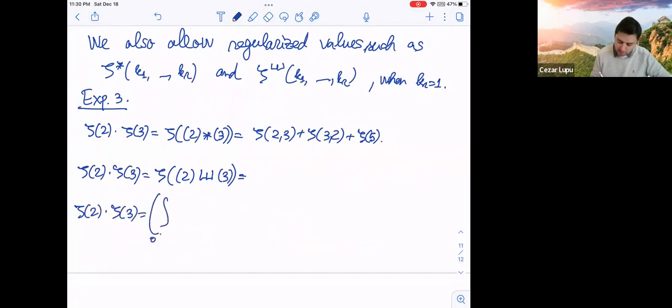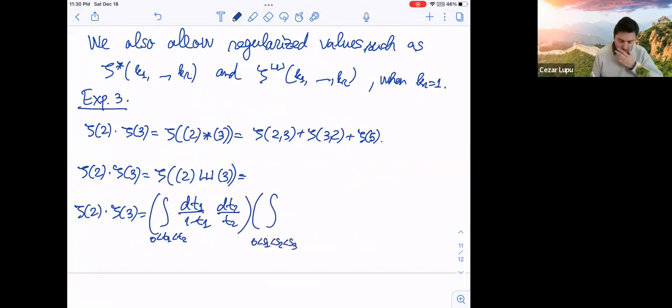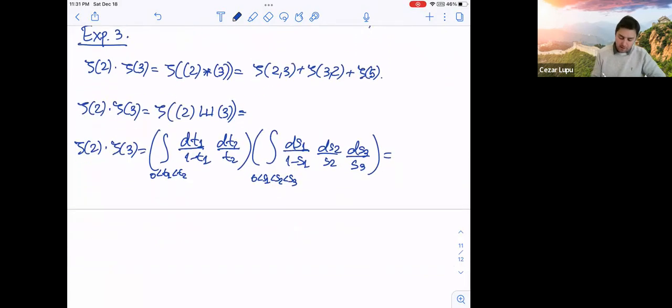So the first one is the integral of dt1 over 1 minus t1, dt2 over t2. The second one is in weight 3, ds1 over 1 minus s1, ds2 over s2, ds3 over s3. All right, so we're going to multiply all this together. So in fact, how many of them will we have? 5 choose 2, so we'll have 10 of them. Oh my. Let's write them.